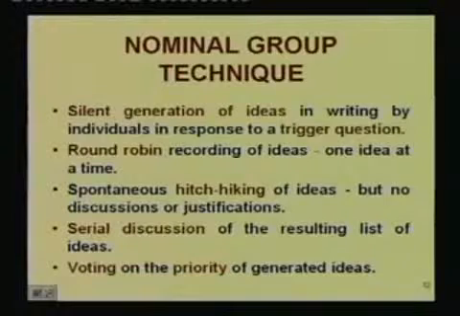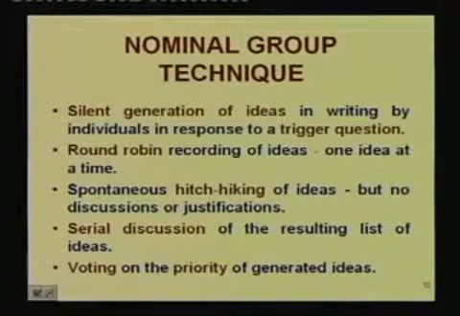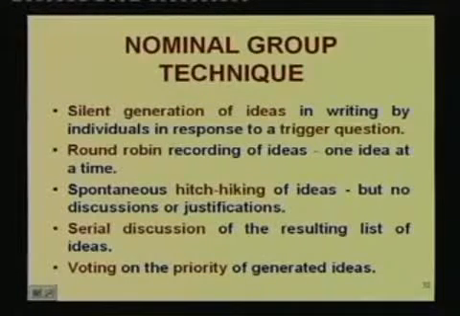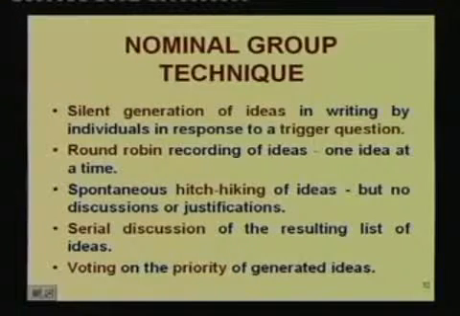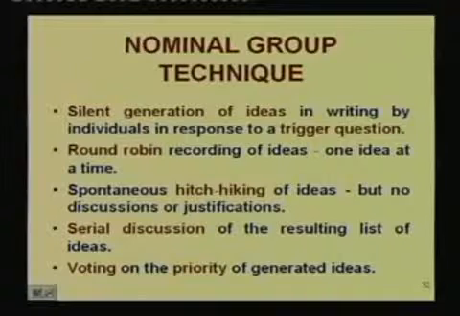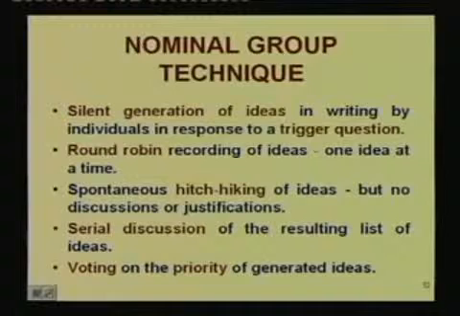So the process goes like this: silent generation of ideas in writing by individuals in response to a trigger question, round robin recording of ideas, one idea at a time, spontaneous hitchhiking of ideas but no discussions or justifications, serial discussion of the resulting list of ideas, and finally voting on the priority of generated ideas. So this is the method of nominal group technique.